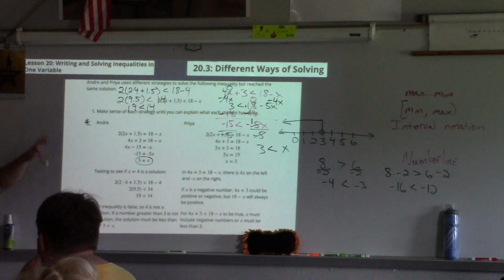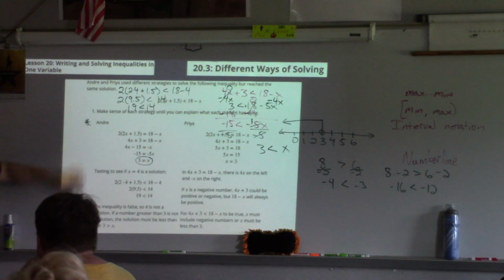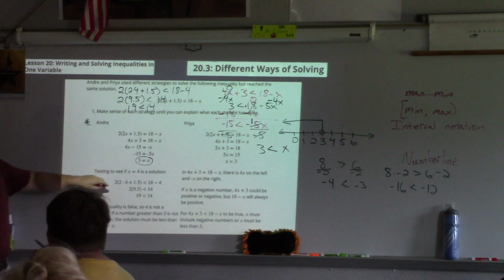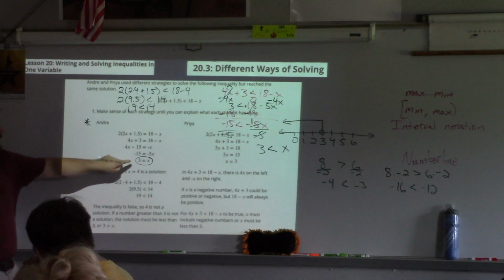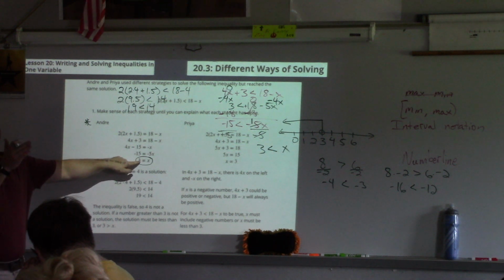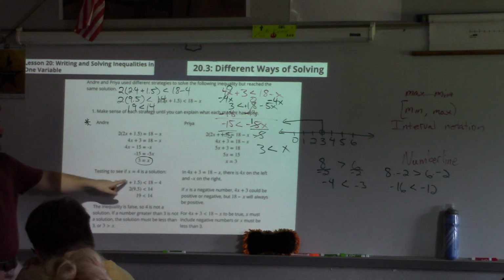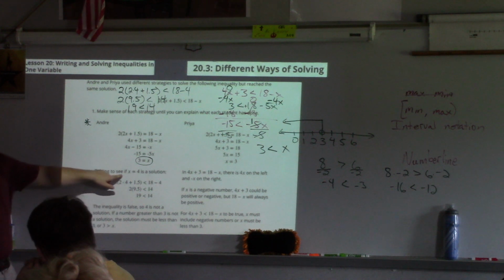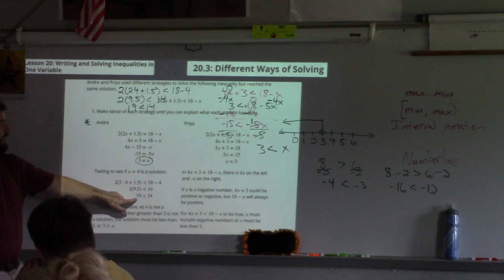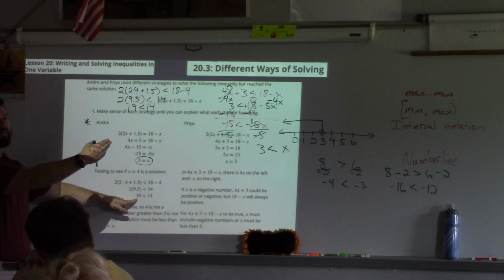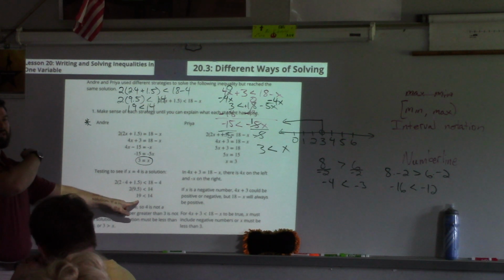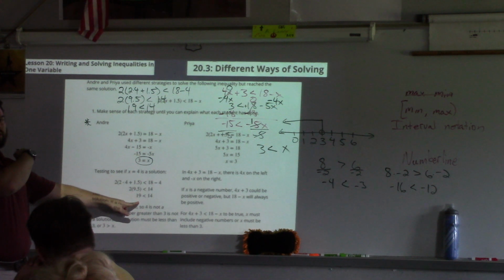Okay? I'm not even going to stress about Priya's. I want us to just focus on Andre for the sake of time. Notice that's exactly what Andre did though, right? Andre solved the inequality as an equation, got the point that we're going to either stop or start at, and then he tested a 4. Testing to see if x equals 4 is a solution. That's exactly what we did. That's not a solution. So he's not going to the right of 3, he's going to the left of 3. We good with that idea?